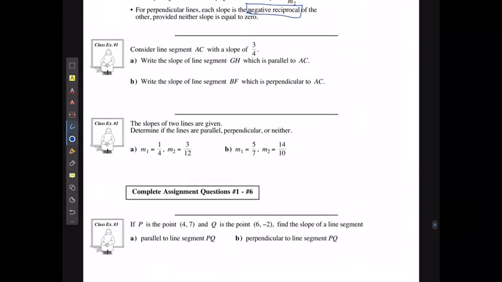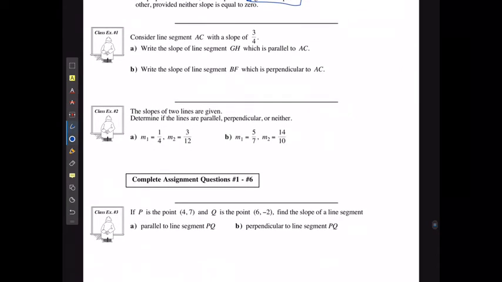So, if we put that into practice, if we consider line segment AC with a slope of 3/4, write the slope of line segment GH, which is parallel to AC. Well, the slope of GH, if it's parallel, is just going to also equal 3/4. If line BF is perpendicular to AC, then the slope of BF is going to equal, well, the original one was positive, so this one has to be negative. And then I take the numerator and denominator and flip them, so I'm going to wind up with 4/3.